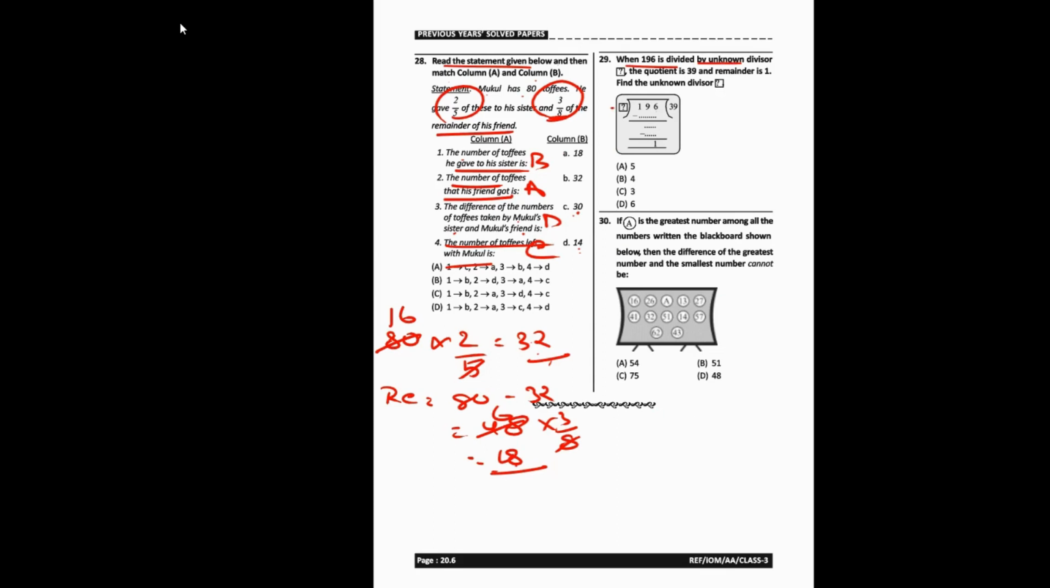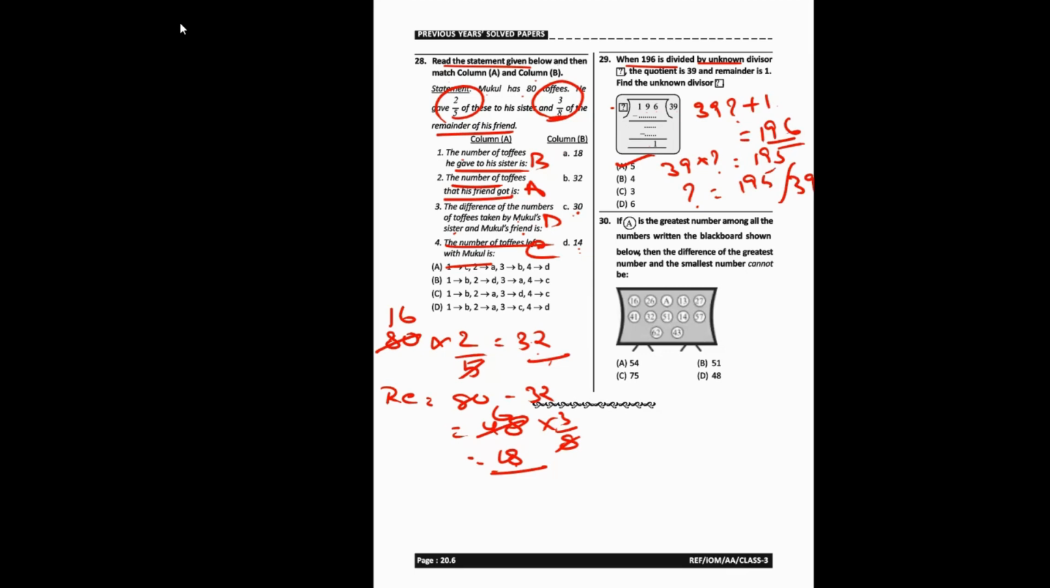Next, when 196 is divided by an unknown number, you don't know which number is dividing 196, you're getting quotient as 39 and remainder as 1. So basically, if you multiply 39 and question mark and then add 1 to that, that gives you 196. That means 39 multiplied by question mark is equal to 196 minus 1, that's 195. So what is question mark? 195 divided by 39. If you just divide this, you'll get 5 as the answer. So that's my answer, option A, the very first option.